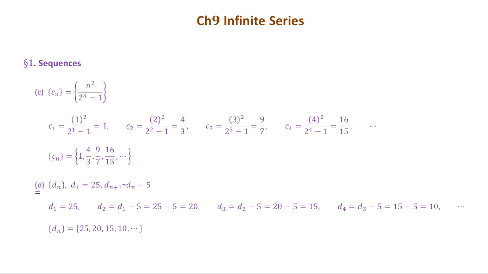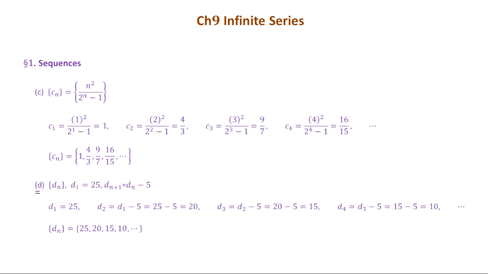The second term will be 2 squared over 2 squared minus 1 if you plug in 2 for n in this formula of n squared over 2 to the n minus 1. 2 squared is 4, so you get 4 on the top, and 4 minus 1, which is 3 at the bottom. So we got 4 over 3 in the second term of the sequence.